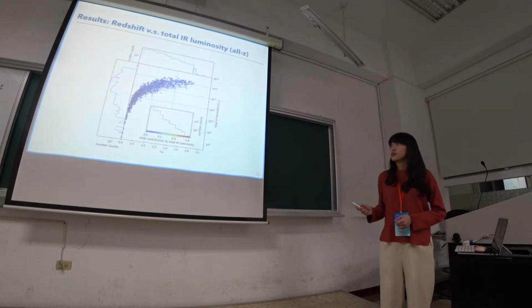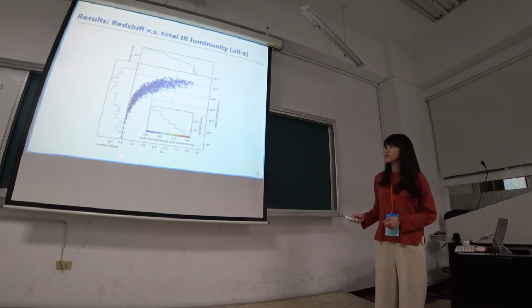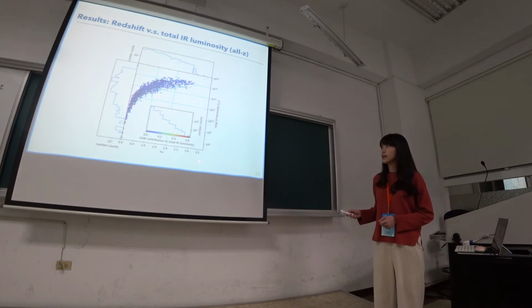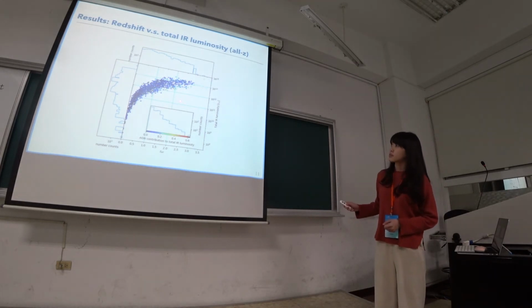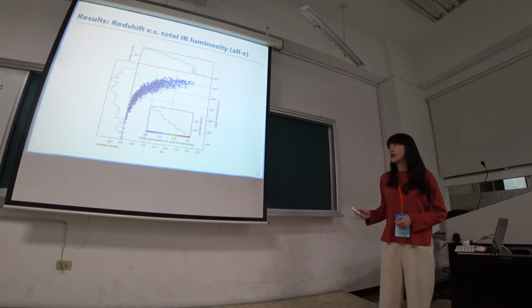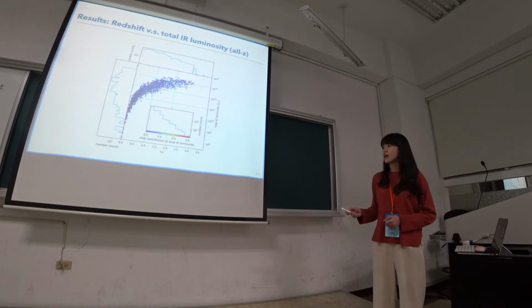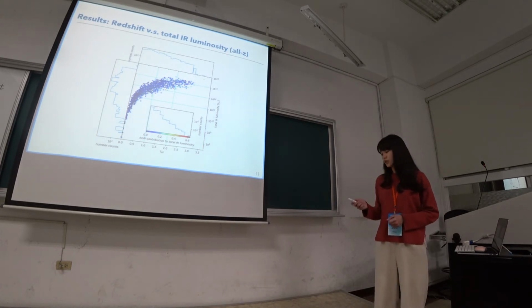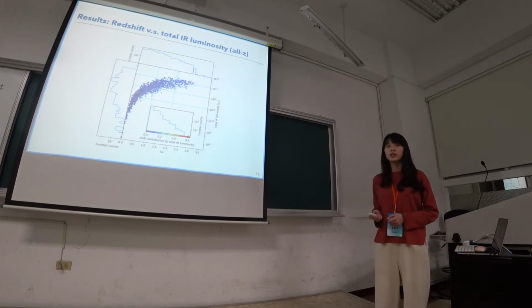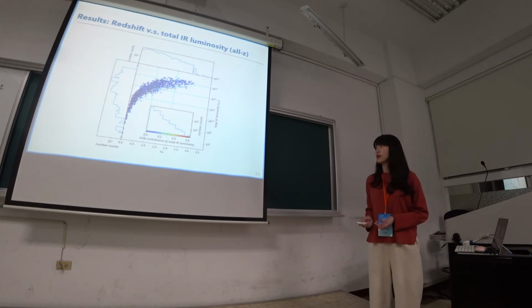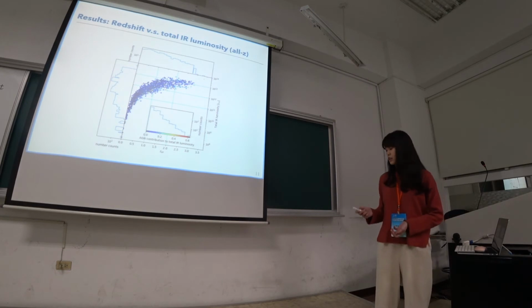So here's my result. This is a relationship between redshift and total infrared luminosity. As we see, when the redshift is higher, the luminosity is also higher, and there are more sources with higher AGN contribution. It's natural because at high redshift, we can only detect some bright sources. So we really want to know whether the AGN contribution is redshift dependent or infrared luminosity dependent.